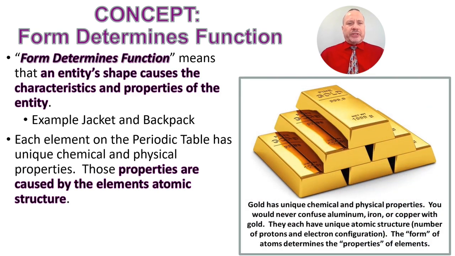Each element on the periodic table has unique chemical and physical properties. Those properties are caused by the element's atomic structure. The reason why gold acts like gold is because of the configuration of the electrons in a gold atom. Carbon acts like carbon and is the element of life because of its electron configuration, because of its form. Therefore, it has a function.